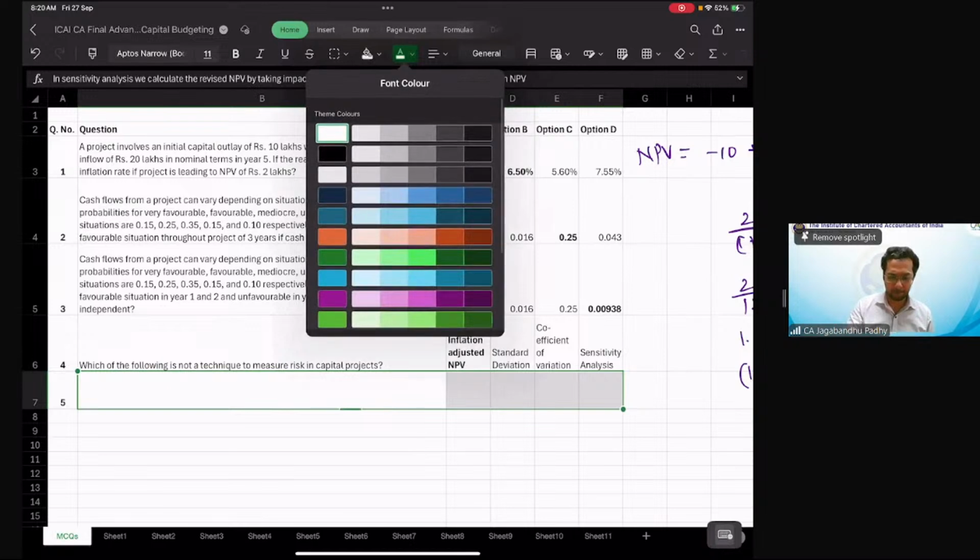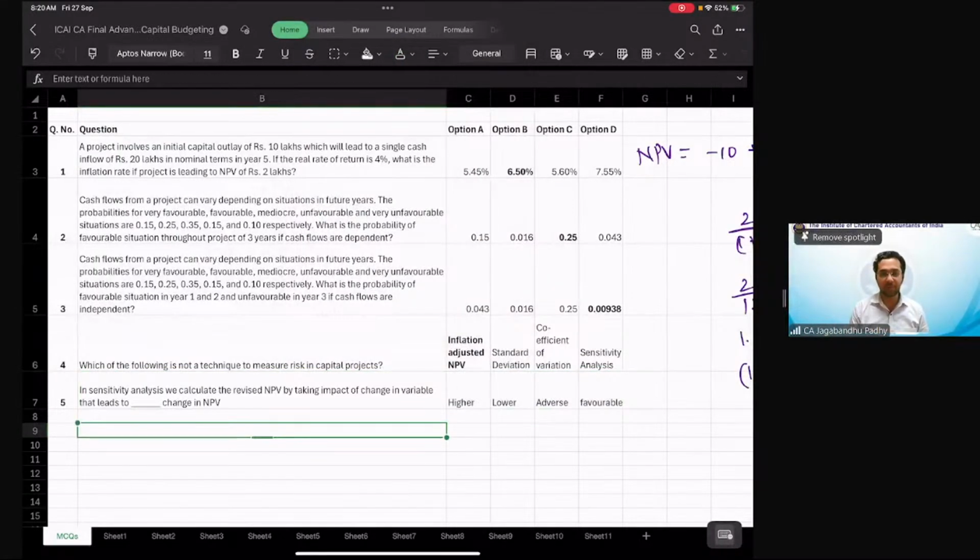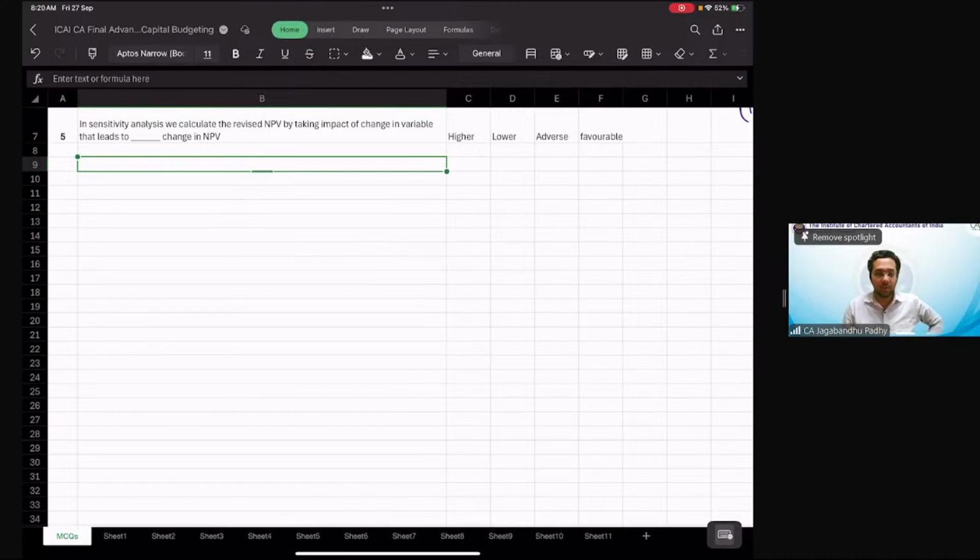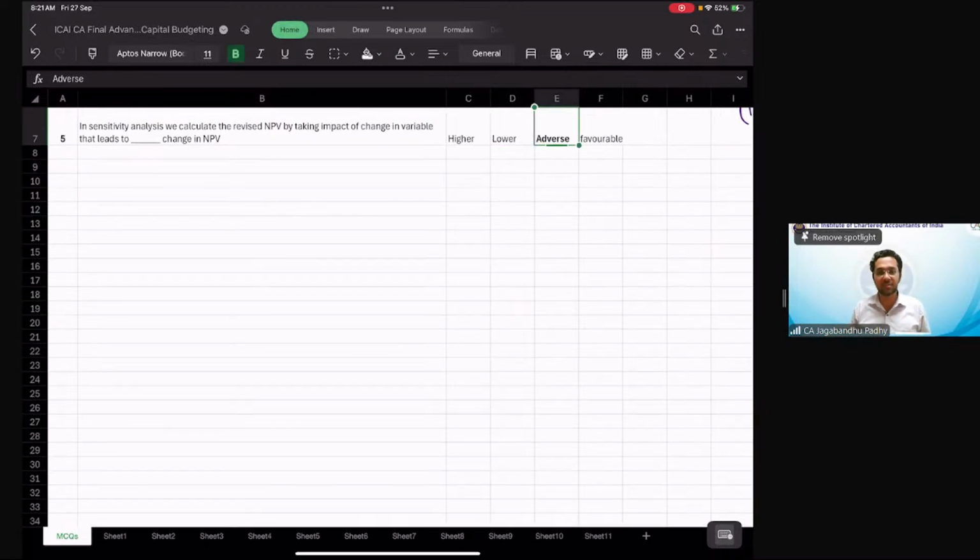Okay, then question 5. In sensitivity analysis, we calculate the revised NPV by taking the impact of change in a variable that leads to dash change in NPV. What change in NPV? Higher, lower, adverse, or favorable? What impact on NPV do we look at when we are looking at sensitivity analysis? Of course, we are looking for adverse impact on the NPV. So the correct option over here is option C, which is adverse.